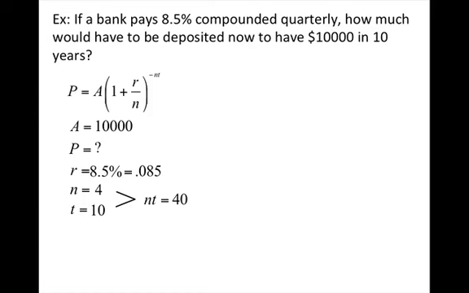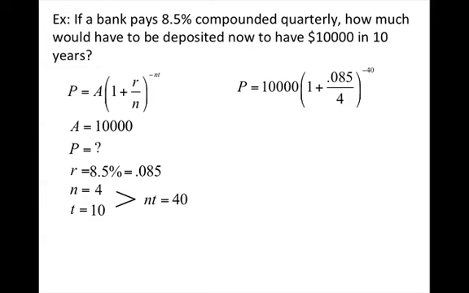So now plug these values into your formula. You get P equals 10,000 times 1 plus, the rate was 0.085, divided by 4 because it was compounded quarterly, raised to the negative NT, so I have the negative 40. Don't forget the negative in this formula. So just like with the previous formulas, I'm going to begin with what's inside the parenthesis, then raise that to the exponent, and then multiply by the 10,000.